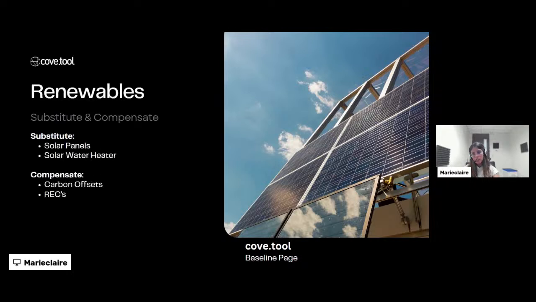For this, we have two. For the substitute will be all these renewable energies, and for the compensate, like I mentioned before, just be mindful of carbon offsets and RECs if it's on the table. This is something that you always have to talk with your clients to see what is on the table and what is not.